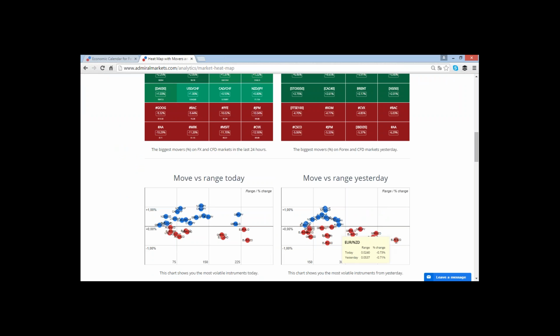And we can see some big movers here, like the euro, pound versus AUD, New Zealand crosses. Pound in general, big mover. And the dollars are a bit lower. Here we see the euro dollar. Good change. Not so much volatility though.